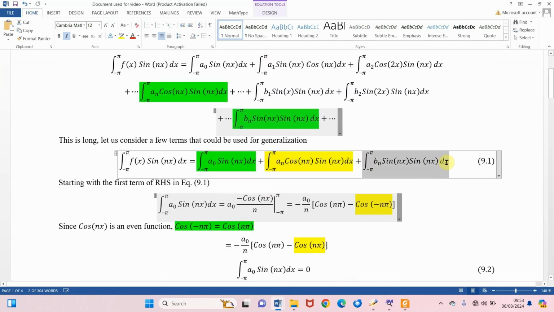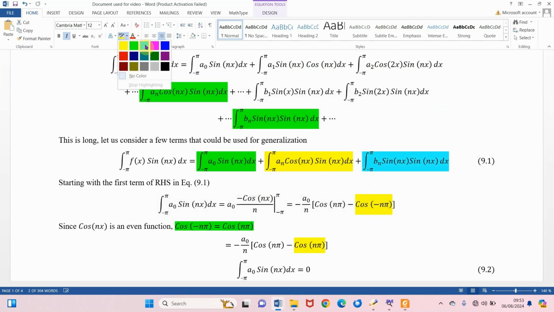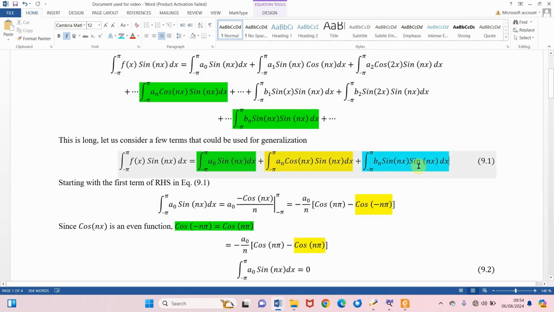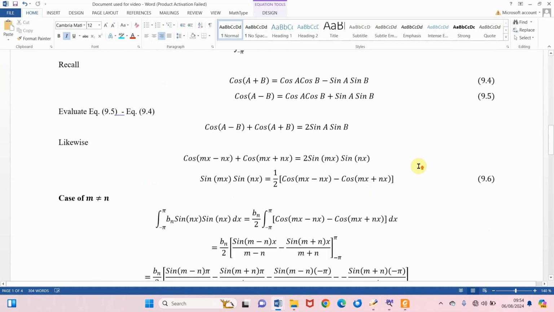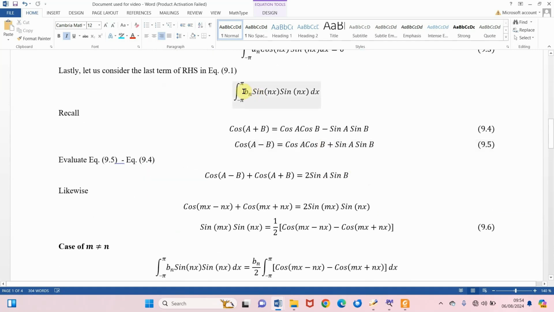The last term we want to consider now is this. Let me highlight it. This is the third term of 9.1. So let's proceed. This is the expression now. How do we evaluate this one? Like I've said before, the cos nx and cos mx here are very important to us. So let's look at equation 9.4. I believe you are familiar with 9.4 and 9.5.